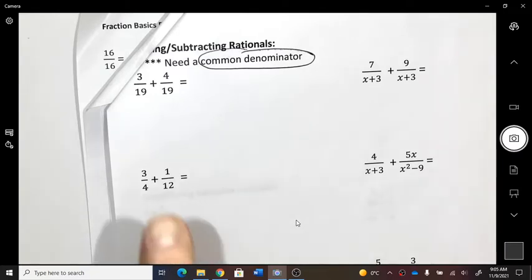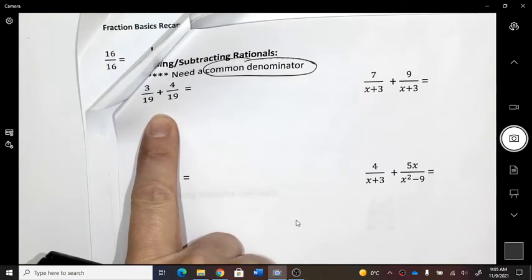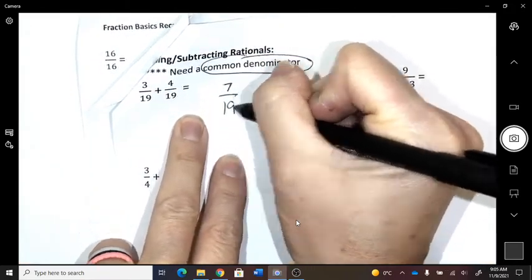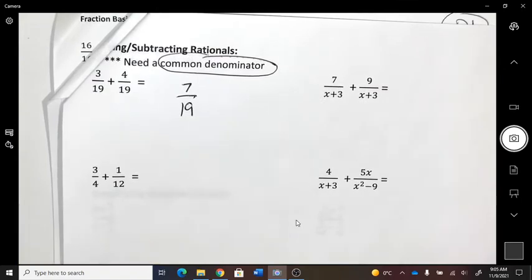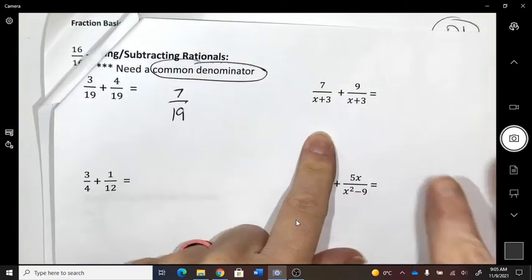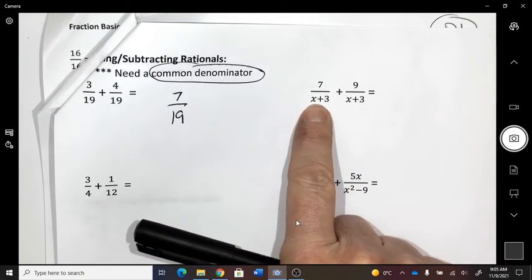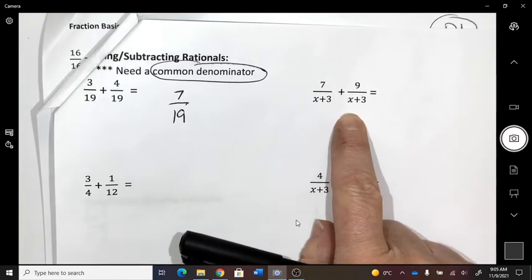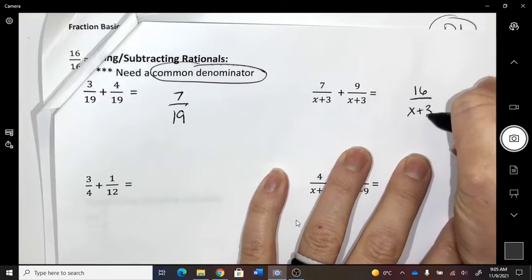Okay, so this is what you've learned in the past, something like this, like 3 over 19 plus 4 over 19 equals 7 over 19. Okay, that's stuff you've learned in the past. Now, how am I going to apply that to this unit when we do rationals? So now you can see I'm involving variables. So this bottom is the number x plus 3. When this bottom is an x plus 3, which is the same value, so I get 16 over x plus 3.